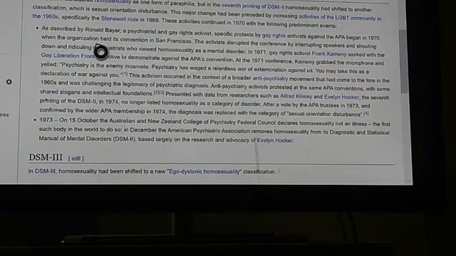When the organization held its convention in San Francisco, the activists disrupted the conference by interrupting speakers and shouting down and ridiculing psychiatrists who viewed homosexuality as a mental disorder.